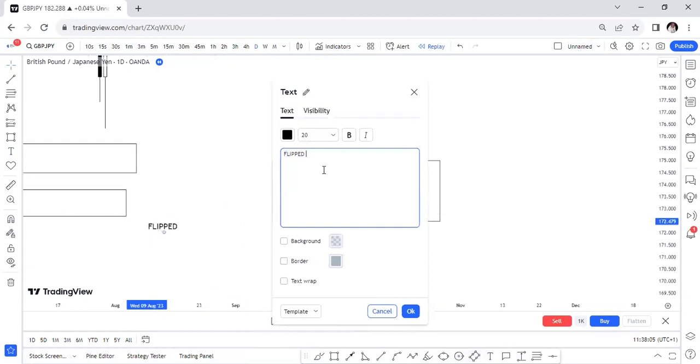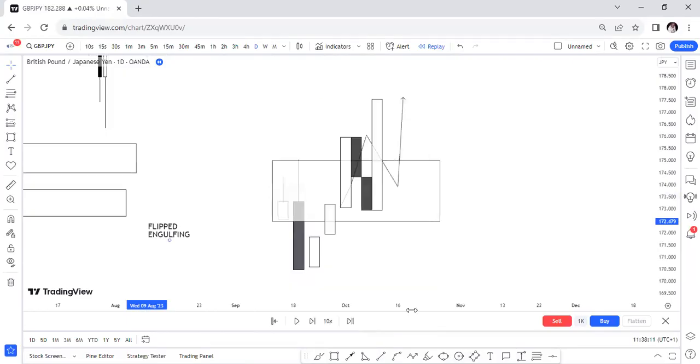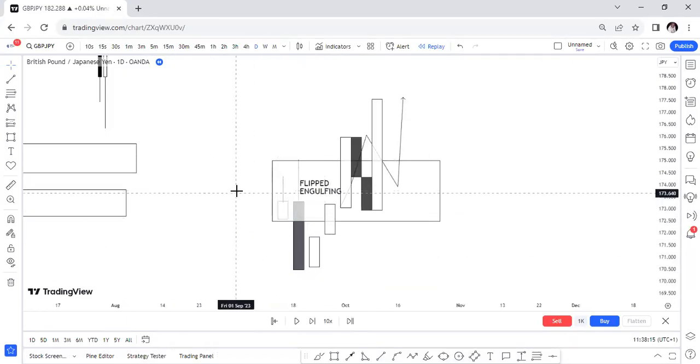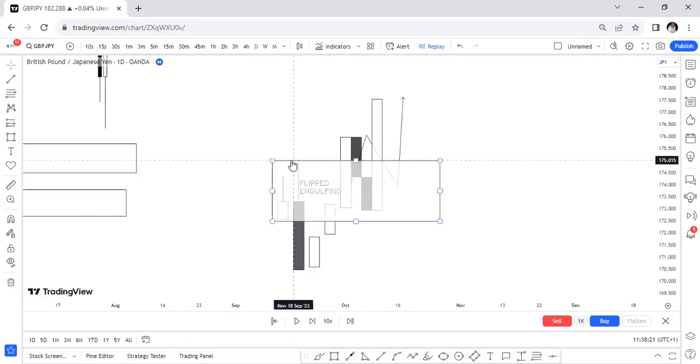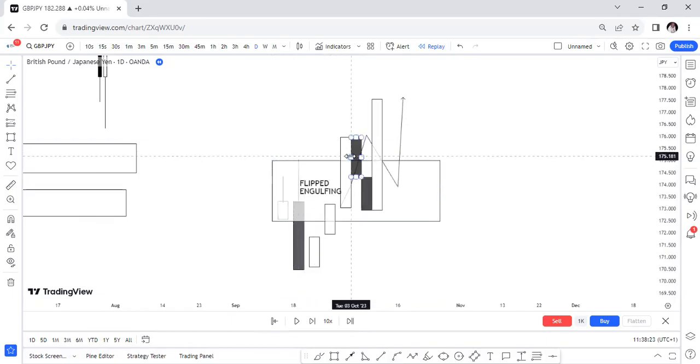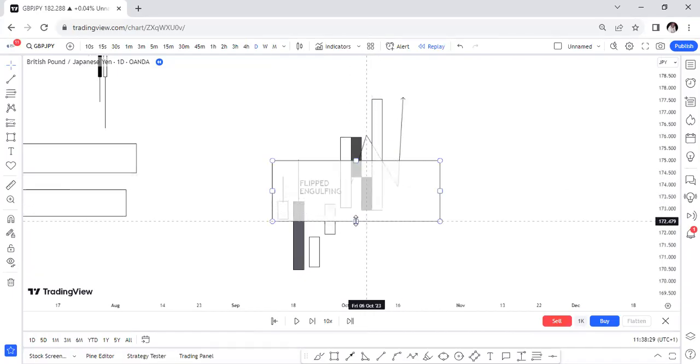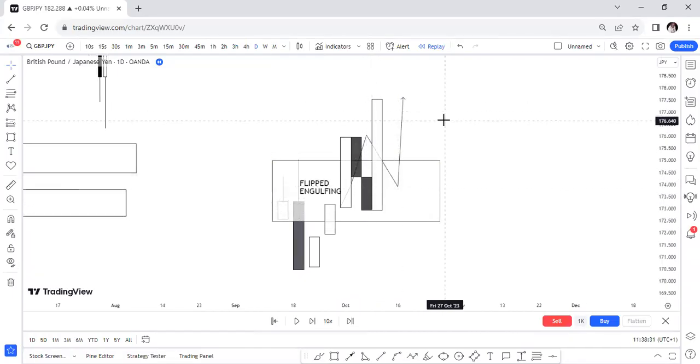Flipped engulfing. Flip engulfing zone. When we come to the trading plan, you'll be able to see how we trade that. This is the flip zone, the breakout zone. This creates the high of the engulfing zone. This is the resistance. Then it comes back into it to become a support, hits the support level, and starts moving higher. So that is that.